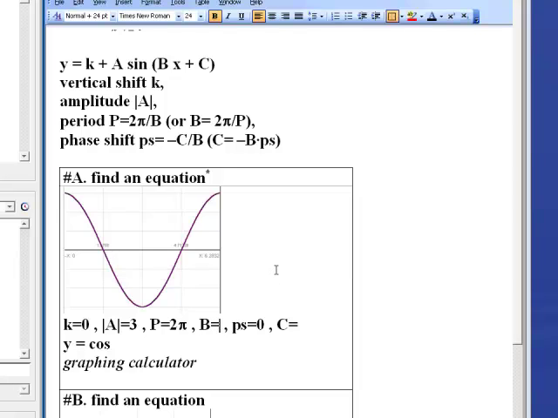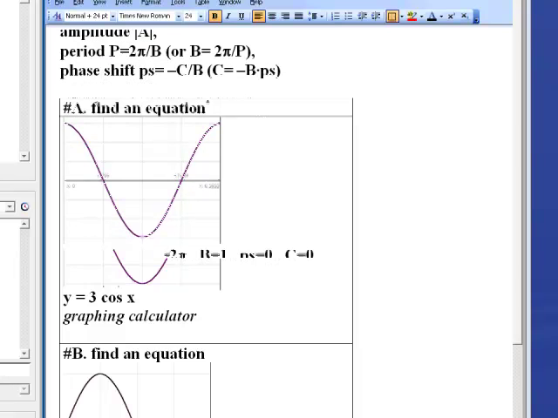And then the coefficient b comes out to b equals 2 pi over a period, so 2 pi over 2 pi is 1. That makes sense. We're just going to have cosine x. We have an amplitude of 3 in the front. We have coefficient c of 0 because the phase shift is also 0. So our equation is 3 cosine x.